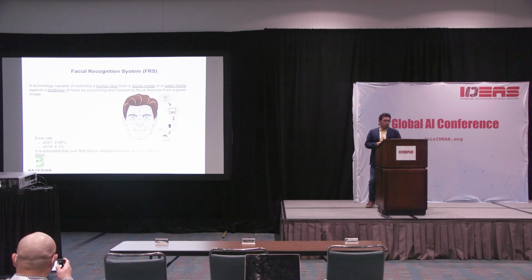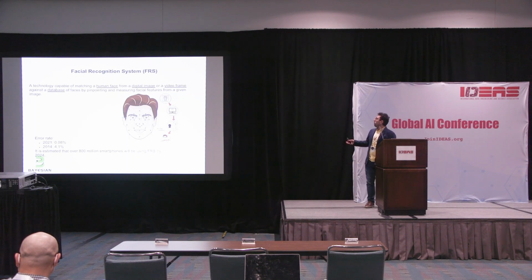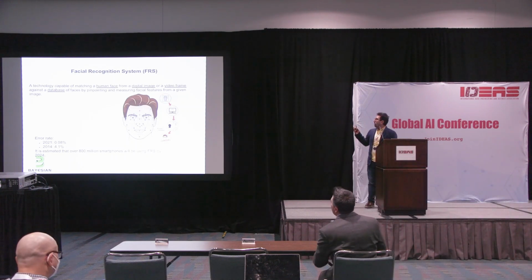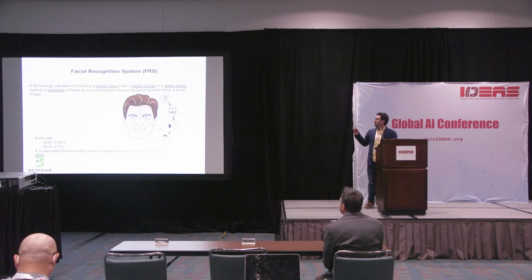So the facial recognition system is a technology that can match the human face from digital images, or it could come from videos. And we're looking at a database, so we have millions of people in the database, and we're trying to associate the person that we're seeing among these data sets that we're looking at. And we are trying to measure the facial features of the person, and we associate or match that person with the data set that we have.